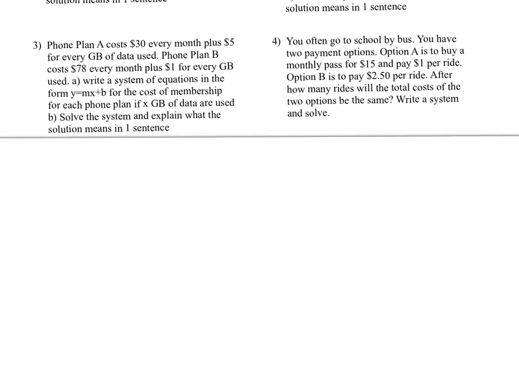All right, next one here, same idea. We're going to go to school by bus, and then one of these is monthly pass is $15, and then it's $1 per ride. So that's going to be 1x plus 15, since the 15 we only have to pay once, and then the $1 we have to keep paying over and over again. And then the other one here is no initial cost, but we do have to pay 2.5 per ride. So I'm just going to say 2.5x.